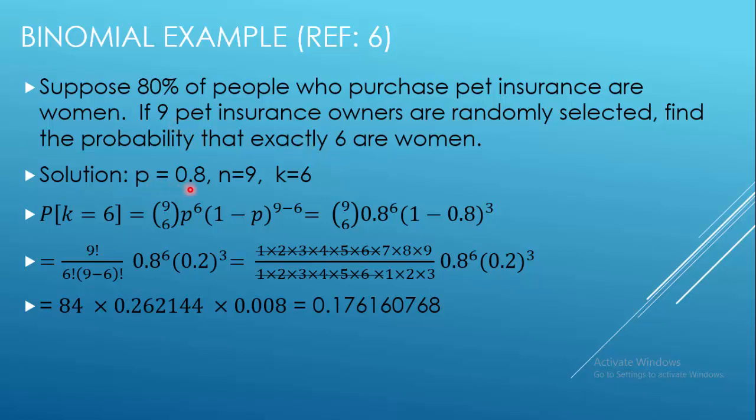So p is equal to 0.8, n is equal to 9, and k is equal to 6. Again, we simply plug in these values in this equation, and we get the probability is 0.17617.